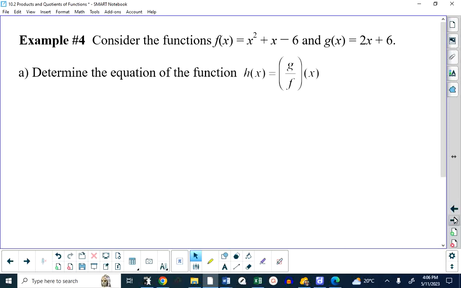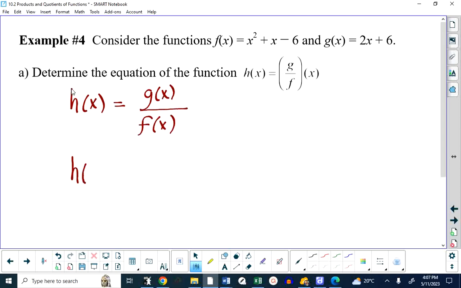You're given two functions. One is a quadratic function, f of x equals x squared plus x minus 6. One is a linear function, g of x equals 2x plus 6. By the way, both of them have domains over all real numbers. Determine the equation of h of x, which is g over f of x. All right, well, h of x is equal to g of x over f of x.